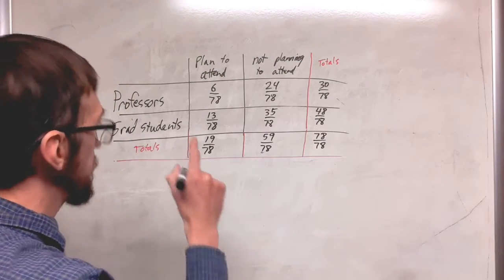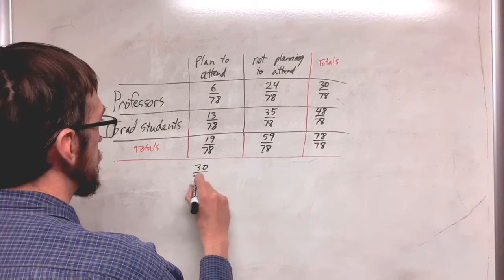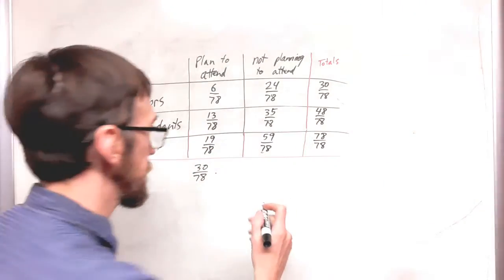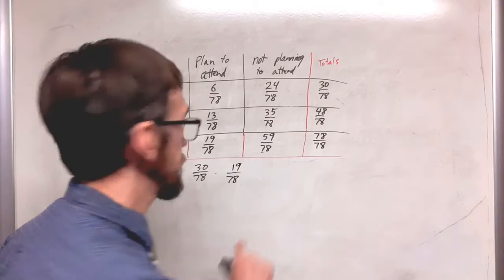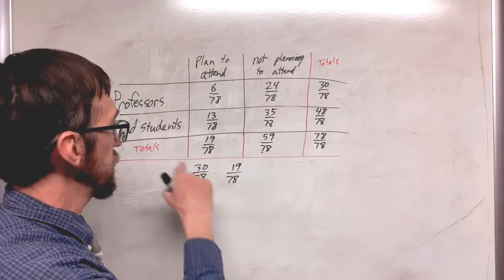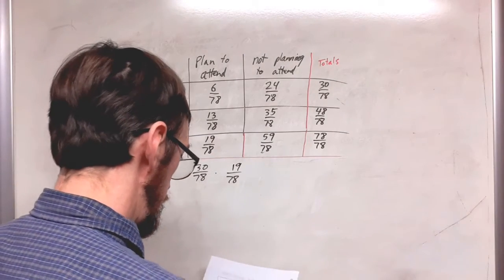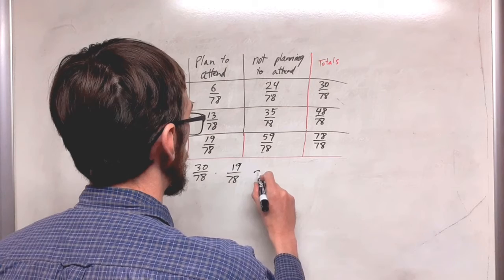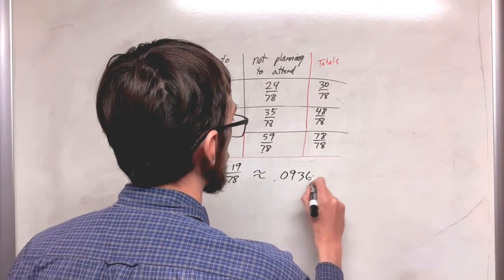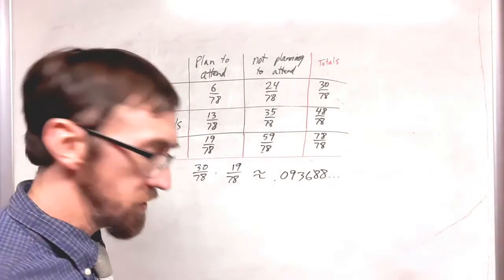So we're going to look at the probability that you are a professor. That's 30 out of 78. And we're going to multiply that by the probability that you're going to attend the Colloquium. There's some reduction that you can do in here because this is a reducible fraction itself. Looking on the diagonal, there are common factors between 30 and 78, so this is reducible. When you multiply these out, you get approximately 0.093688 and so on. So this is 9% or close to it.